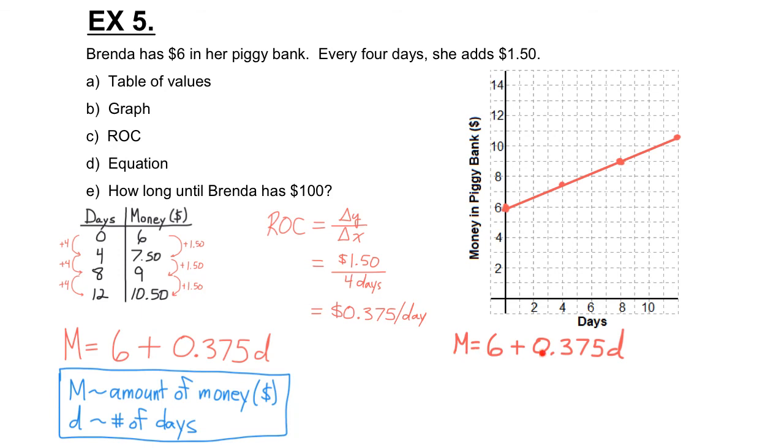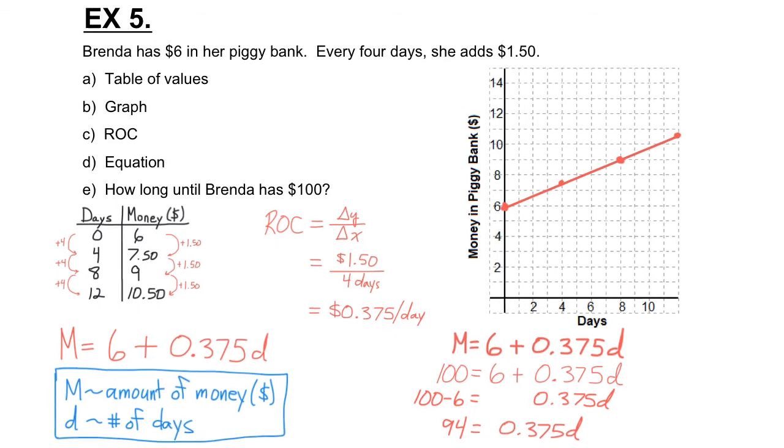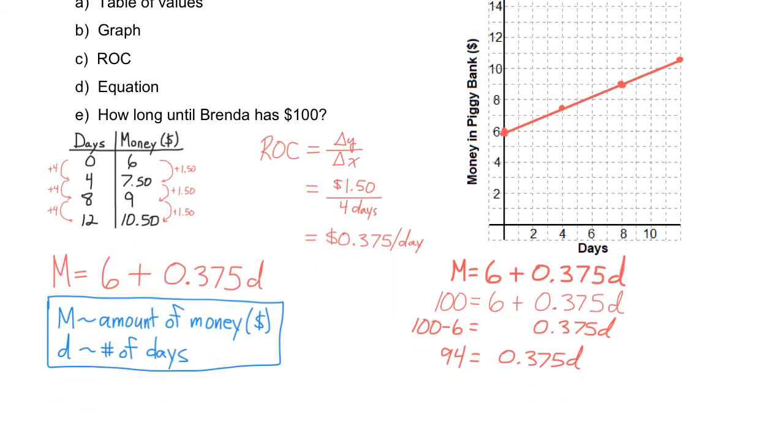So I'll show my work over here. So this is just my equation that I made. Now I know M, the amount of money, is $100. So I substitute 100 in for M. Now I have an equation that I can solve. So I just collect my like terms and simplify. But now I have 94 equals 0.375D. I need to solve for D.